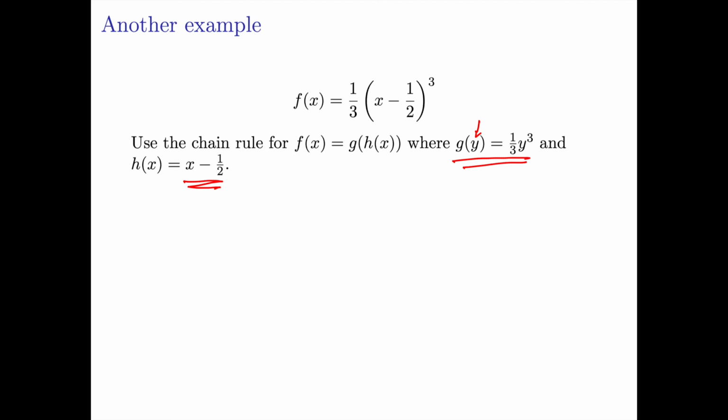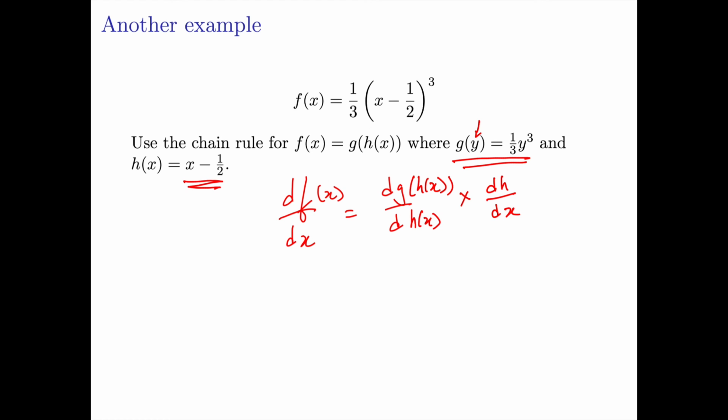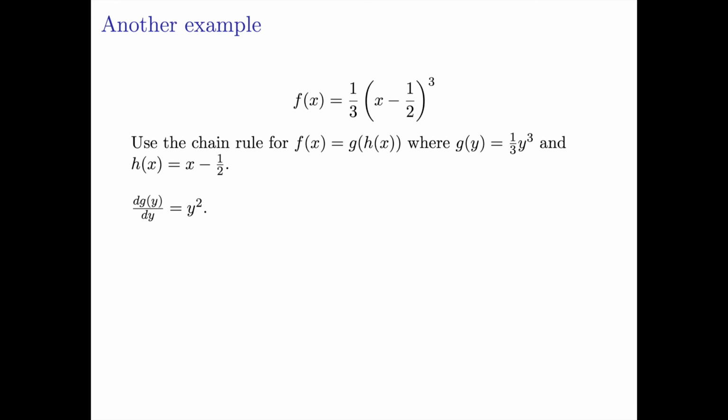Let's remember what the chain rule says. df/dx at x is the derivative of g with respect to its argument, which is h of x, evaluated at h of x, times the derivative of h with respect to its argument x, evaluated at x. So we need to calculate the derivative of g, and we need to calculate the derivative of h. Let's look at this. What's the derivative of g with respect to its argument, which I've represented by y?